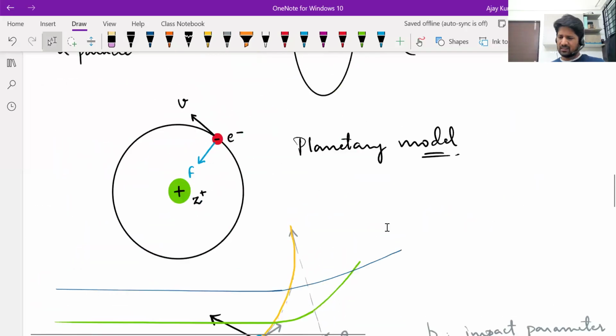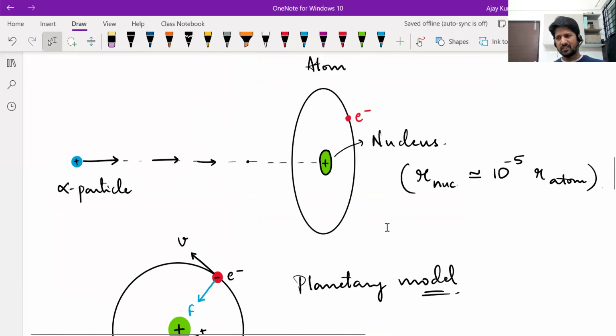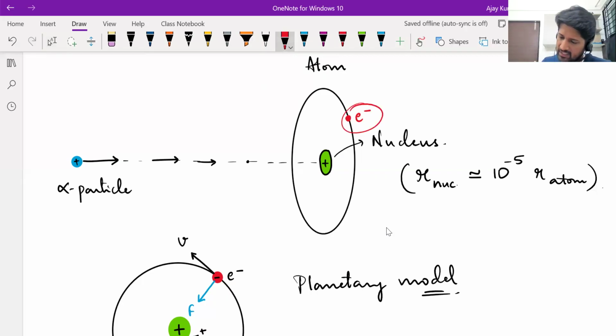Now, there are some problems with this model of the atom. This atom explains why the negative charge doesn't mix with the positive charge, because it is revolving around it in circular orbits. That's fine. But see, any object which is revolving is accelerating. To move in a circle, acceleration is compulsory. So basically, this electron in the planetary model of the atom is an accelerated electron.